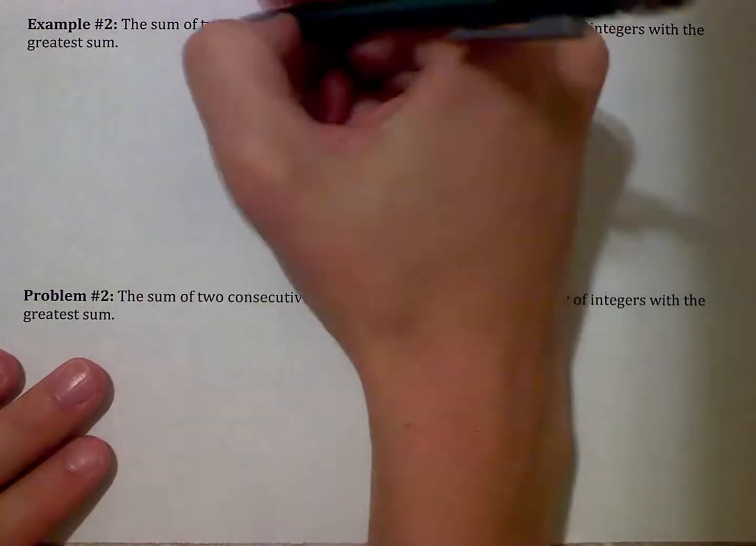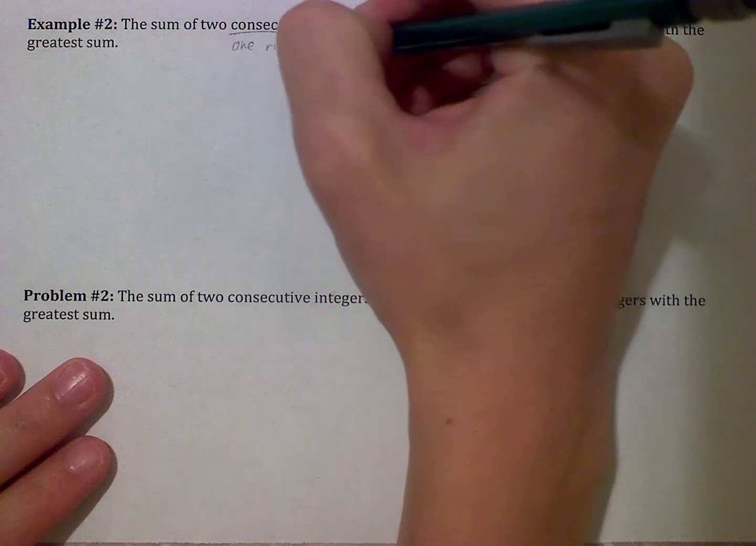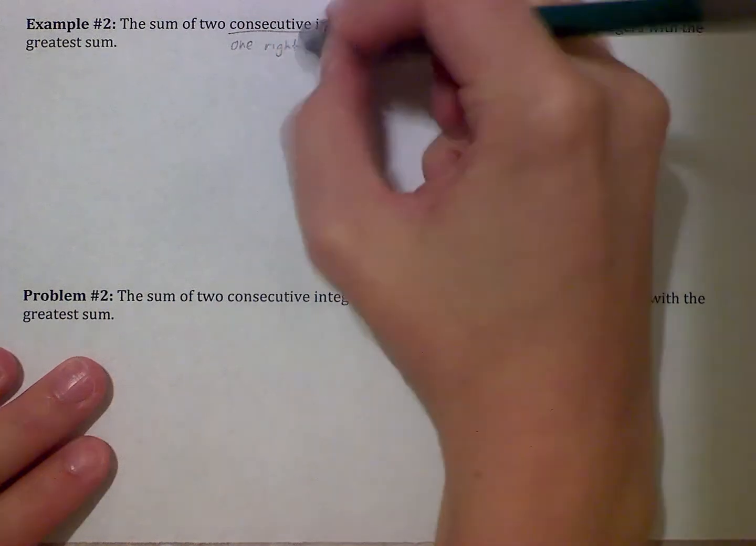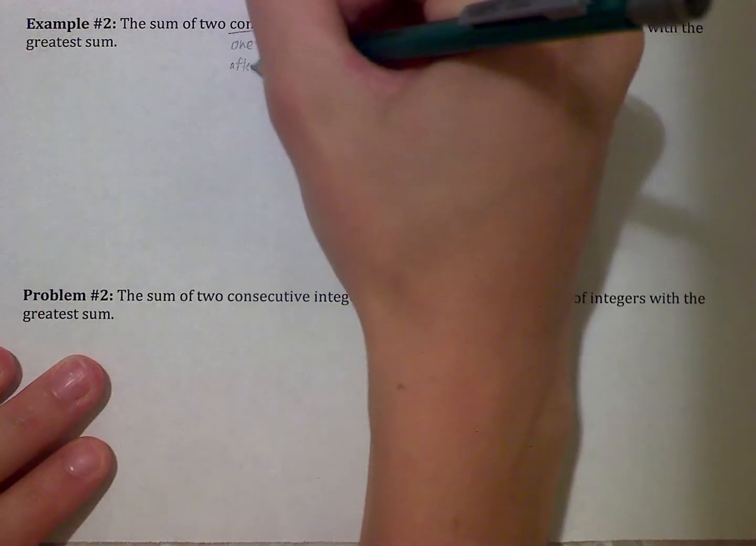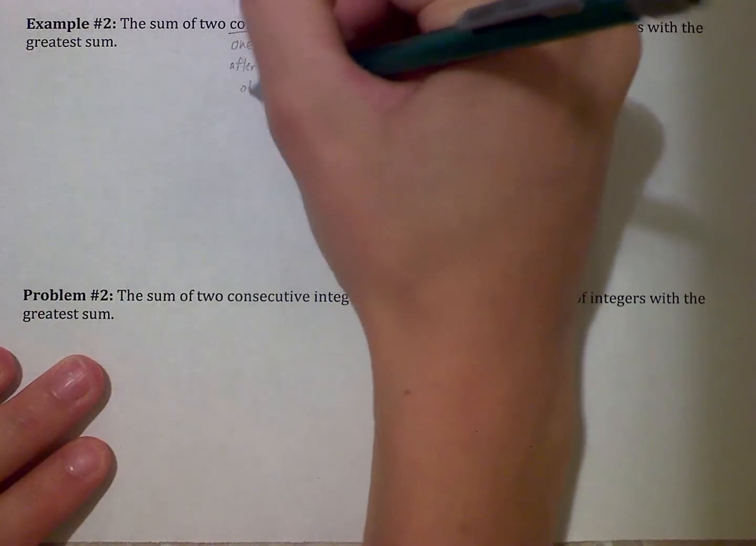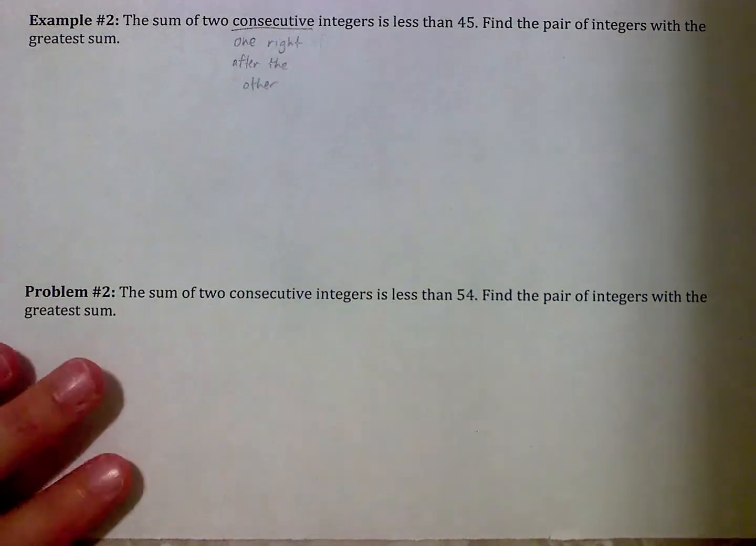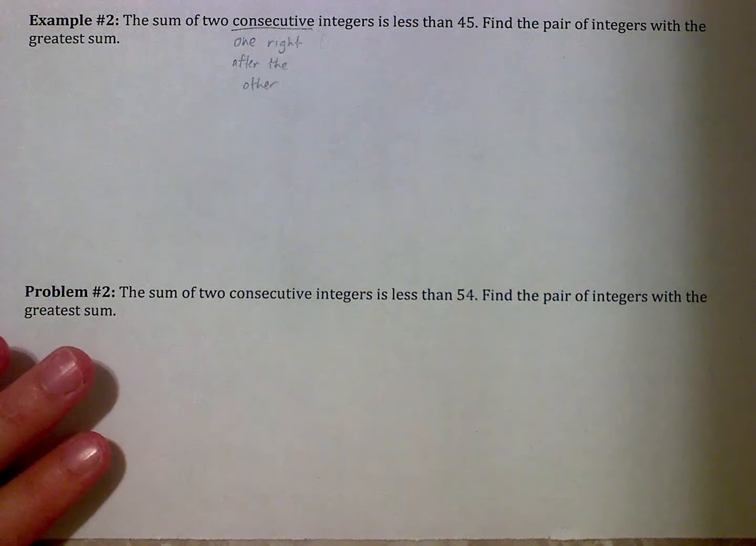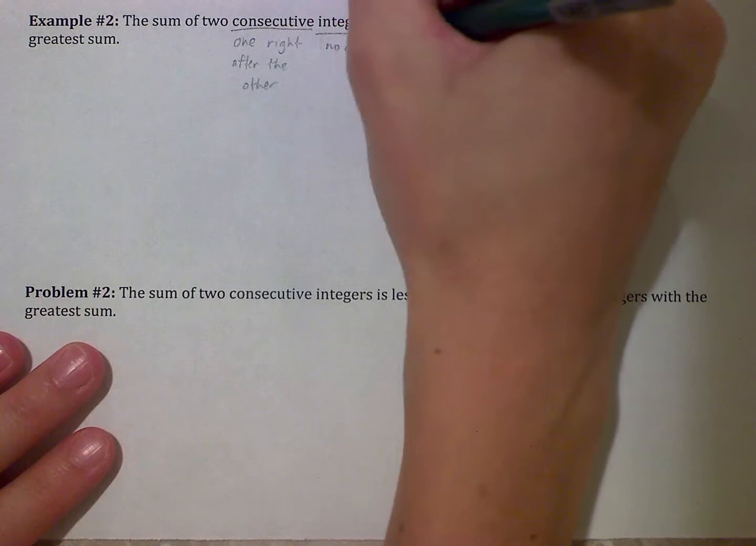Consecutive means one right after the other. A lot of times sports teams will talk about having 3 consecutive wins. It means 3 in a row with no losses in the middle. So consecutive means one right after the other. And remember, integers have no decimals or fractions.